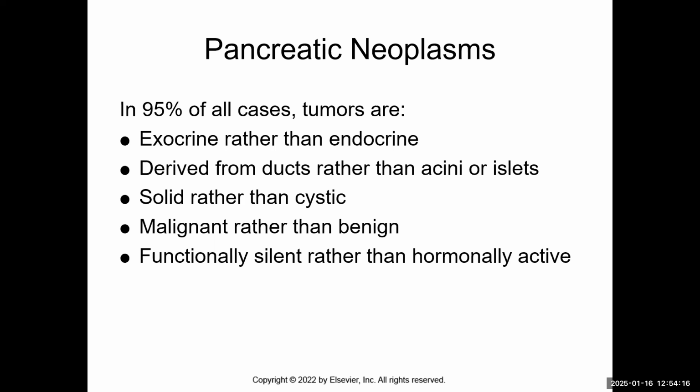When we look at tumors, most of them are involved in the exocrine side as opposed to the endocrine side. Most of them are usually going to be solid. If we find a pancreatic cancer, it's usually going to be malignant. And then we have some that can be what we call functionally silent. And that's because the cells that are affected actually don't produce either hormones or enzymes. So it doesn't produce an effect on something else. So they call them functionally silent.